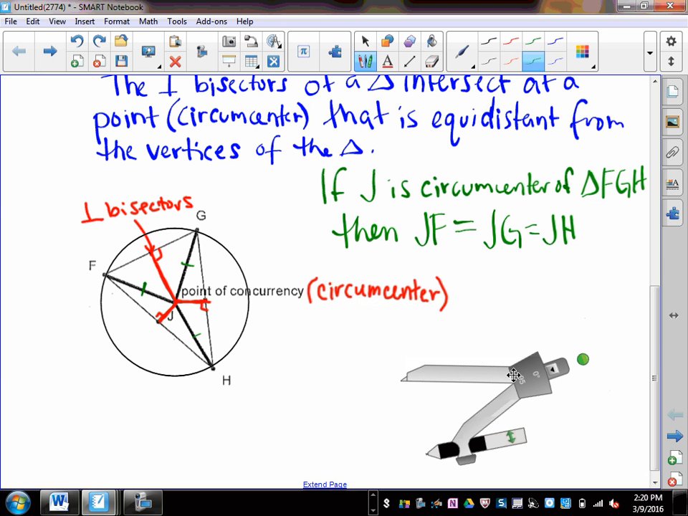So the distance from our circumcenter out to one of our vertices is the radius of a circle that would inscribe, which is pretty cool. Which kind of makes sense because if it's the same distance from each of my vertices, the radius in a circle stays the same all the way around.